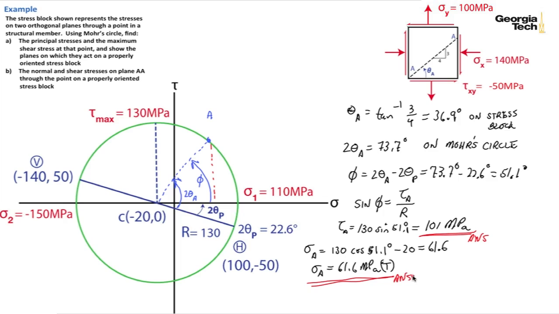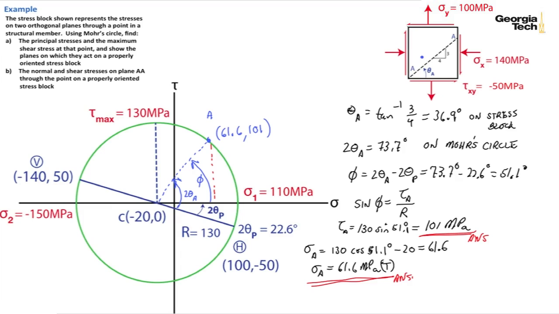So on our Mohr's circle, we can plot it up here. This state of stress is 61.6 for the normal stress, and 101 for the shear stress. And you can notice now that for this state of plane stress, you could do this for any plane through that stress block. So you could find the normal and shear stress on any plane.